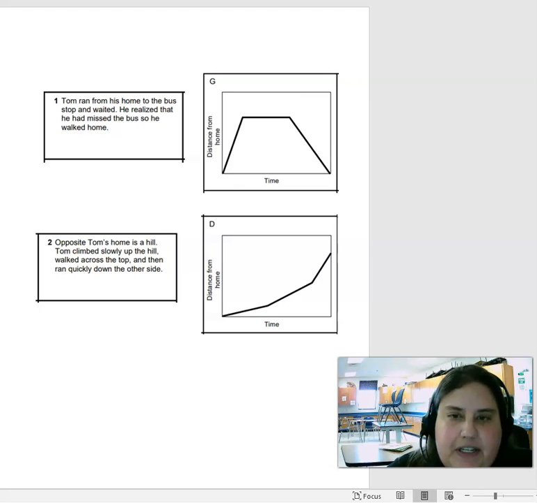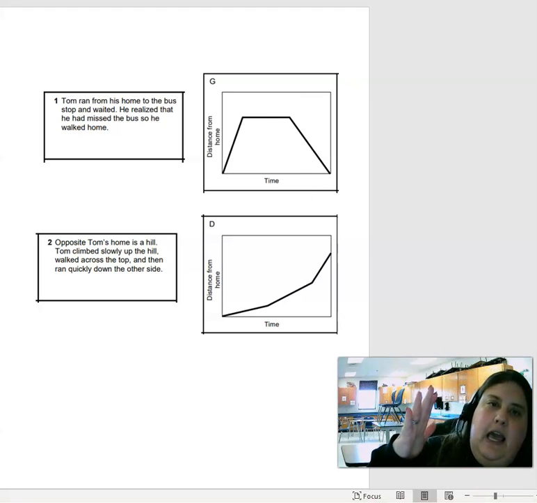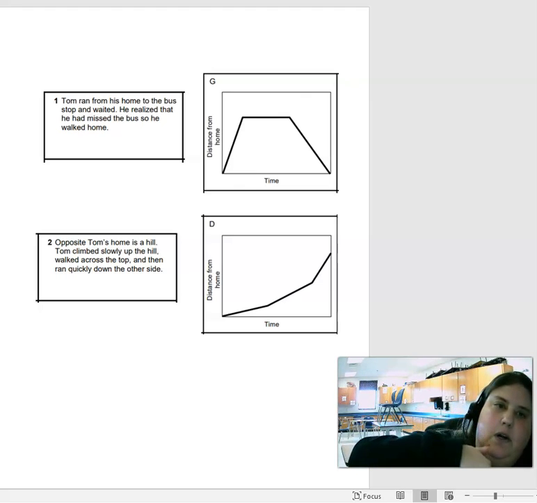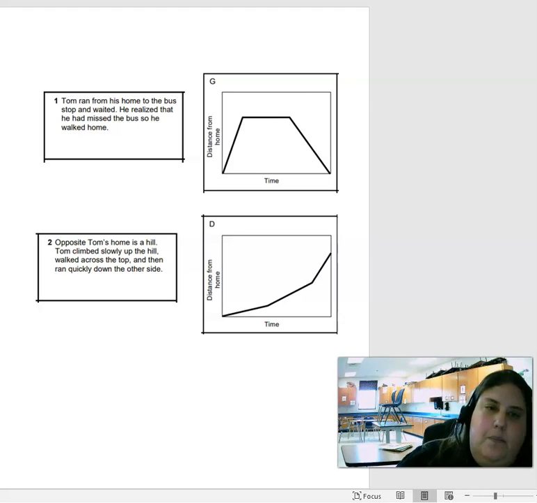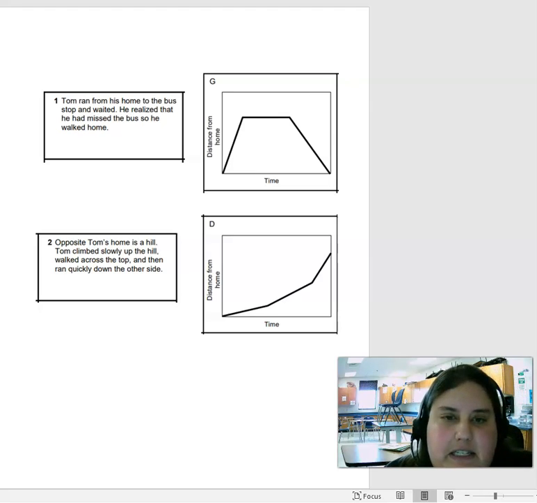Okay, so now we're going to look at the first couple problems on your assignment for today to kind of help get you started. And so number 1 says that Tom ran from his home to the bus stop and waited. He realized he had missed the bus, so he walked home. So what we see is we see Tom going at a high rate of speed, and then we see him stopping, and then we see him going slower, going back home, and that line is going to go back to 0 for distance because he's going back to where he started from.